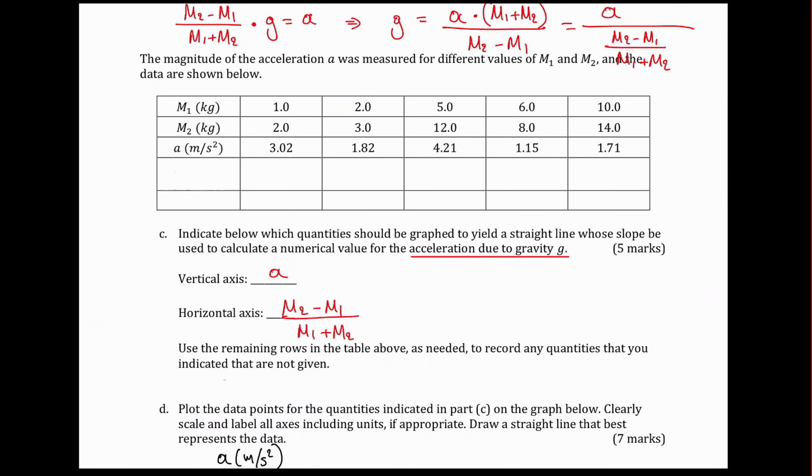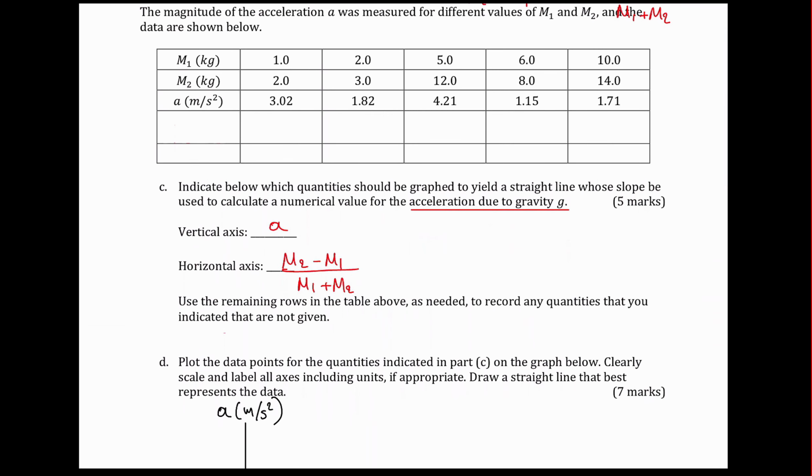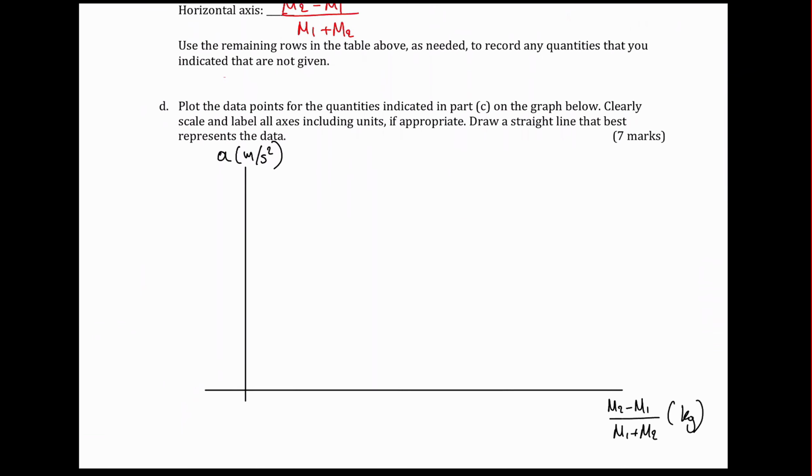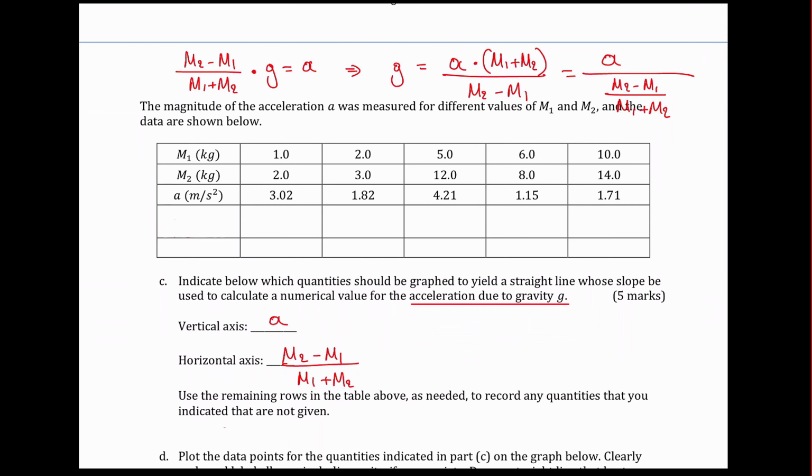Now, for the acceleration, we see that the values are 4, 1, 1.1. So we get values between 1 and 4. So I'm going to say that the whole line of the graph will get values from 1, 2, 3, 4, 5. I'm trying to use almost all the space that is given to me. Now, for the m2 minus m1 over m1 plus m2, we don't have this value, but we can spend a few minutes to calculate it.